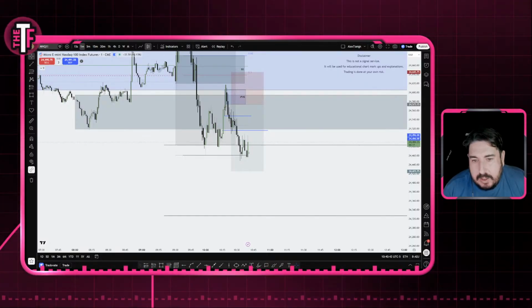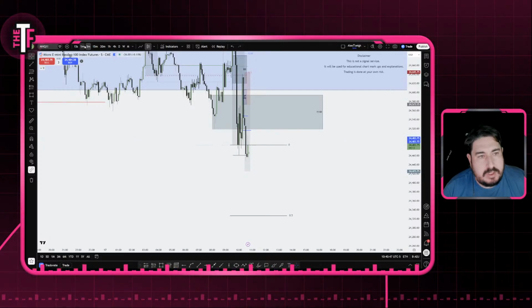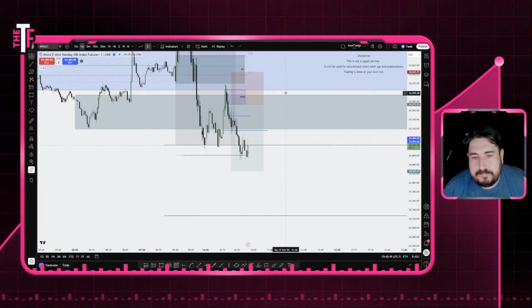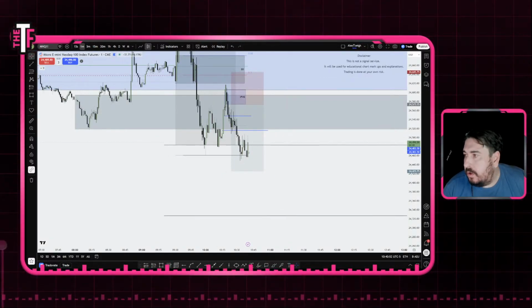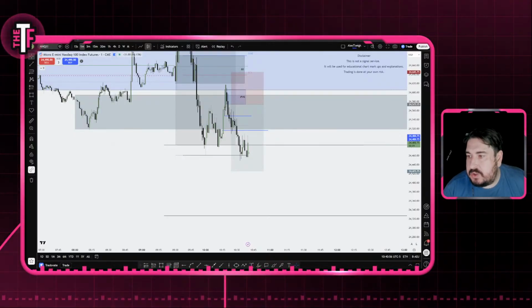Interesting stuff going around. Do we have a confirmation? Yes, we have our bearish confirmation. Where could we enter now? It's a very good question.